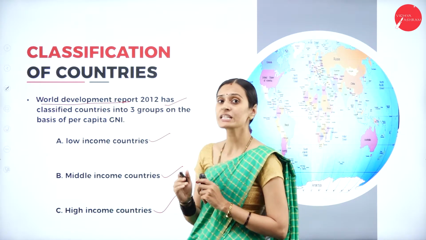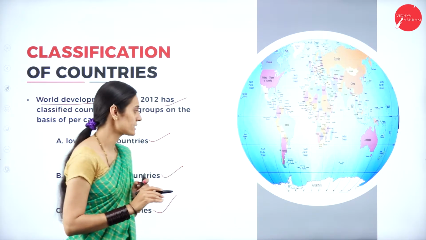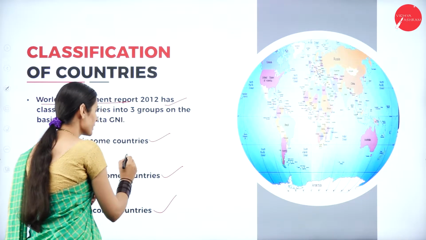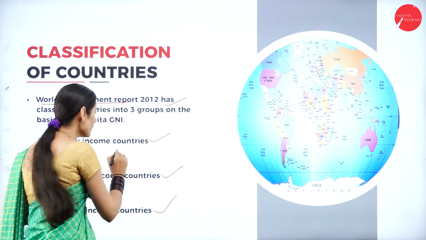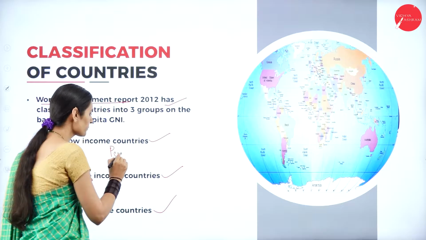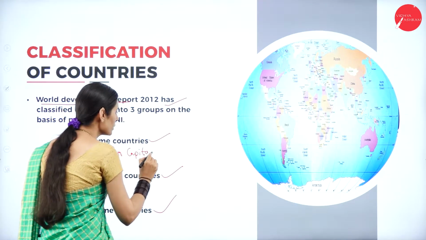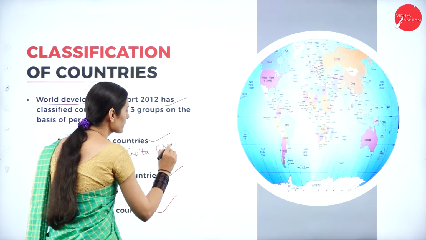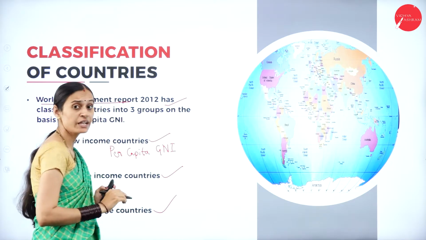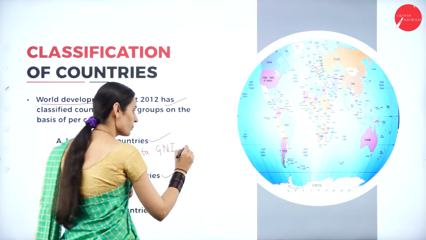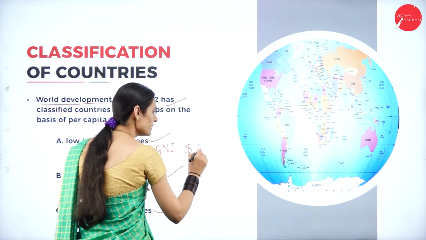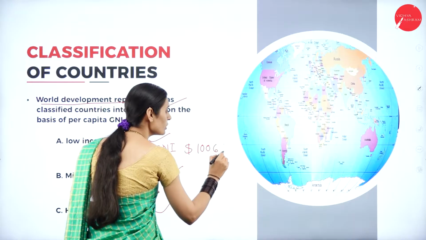So what are low income countries? How to classify them? Low income countries are classified according to per capita GNI, per capita gross national income, below $1,006.